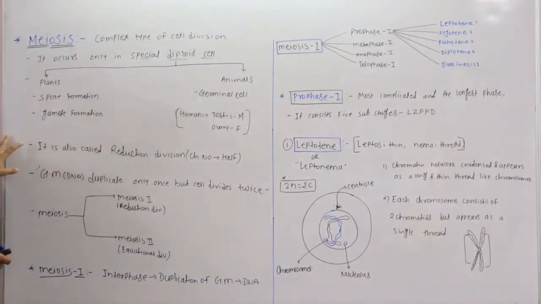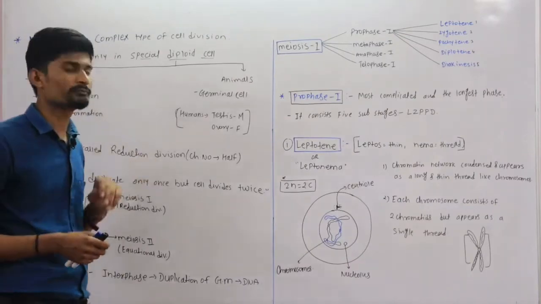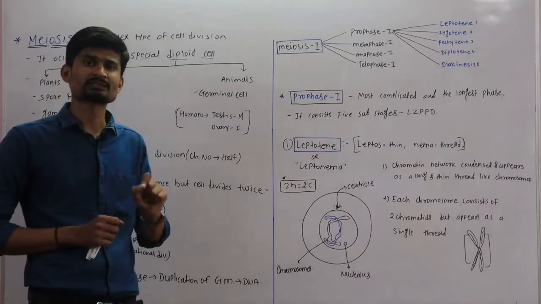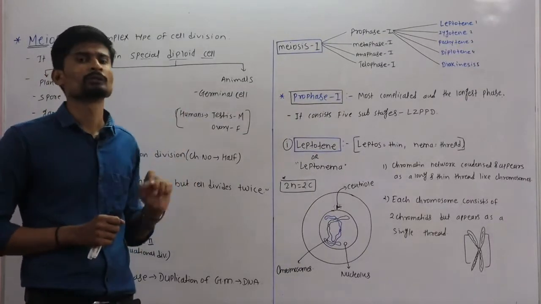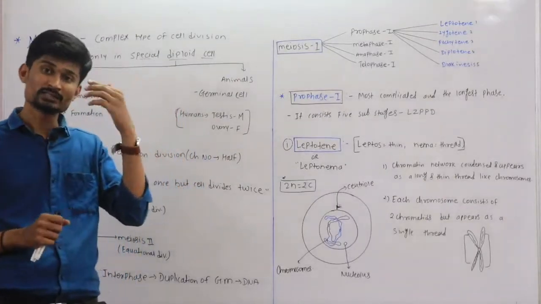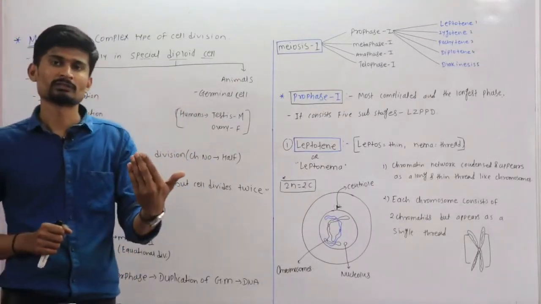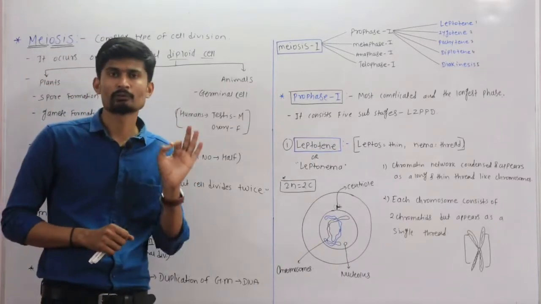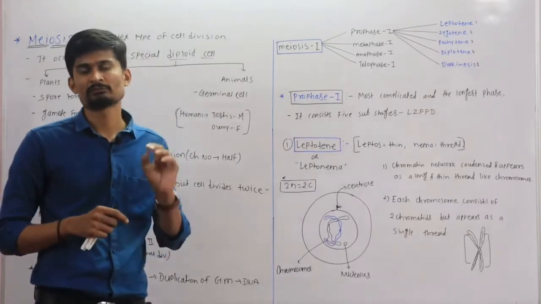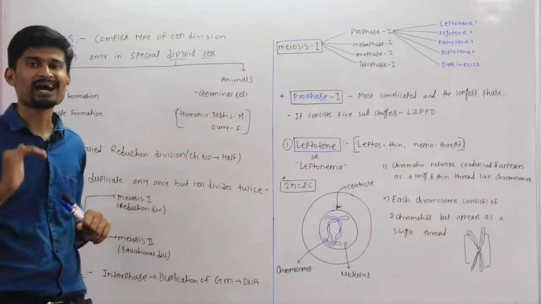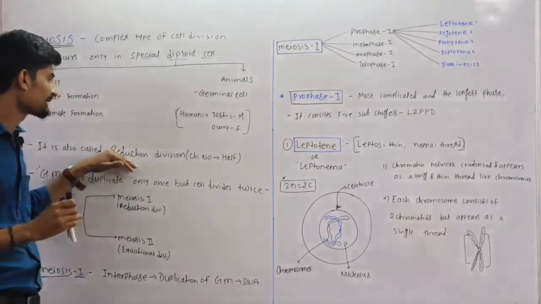Next, meiosis division is also called the reduction division. Why is it called reduction division? Due to the reduction in the number of chromosomes, the chromosome number becomes half. If the parent cell has 46 chromosomes, in the daughter cell it will become 23. If the parent cell contains 40 chromosomes, then in the daughter cell it will become 20. So the number of chromosomes is reduced by half. That is why this is called a reduction division.